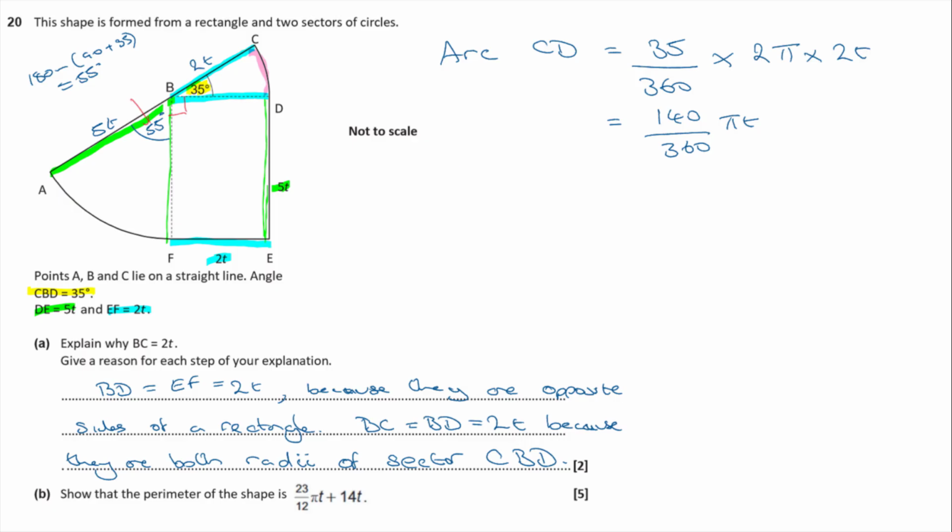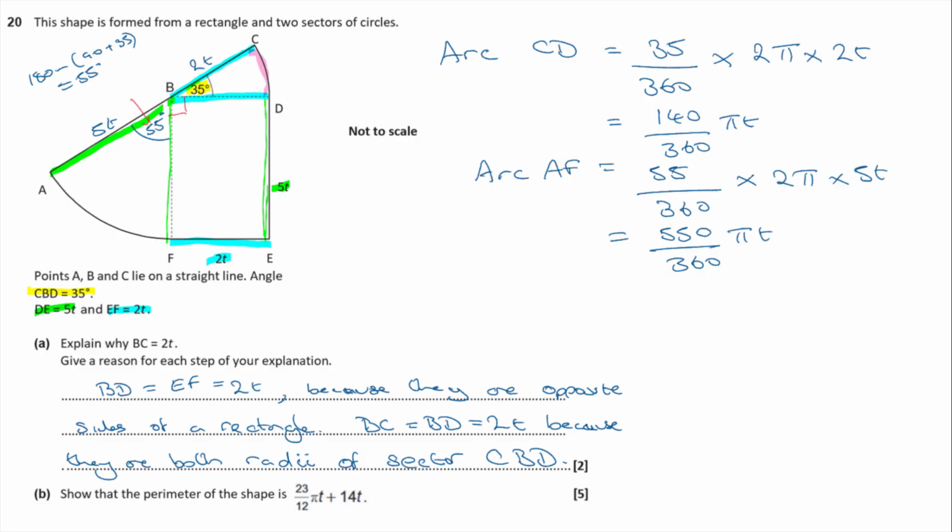So now we're ready to work out the arc length of AF. Now we know that angle. So it's going to be equal to the angle at the center, which is 55, divided by 360, because there's 360 degrees in a turn. And then multiply again by the circumference formula of a circle, which is 2 pi times the radius. And the radius of this one is 5t, isn't it? So again, just collecting up all those numbers in the numerator: 2 times 5 is 10, 10 times 55 is 550. So that's 550 over 360 lots of pi t.